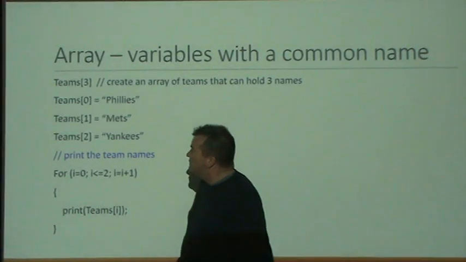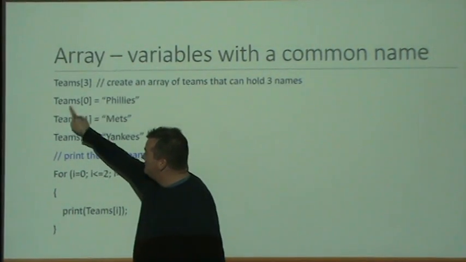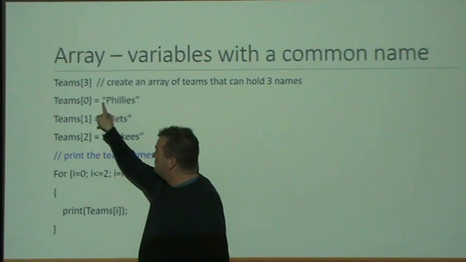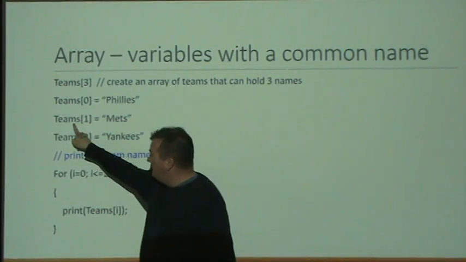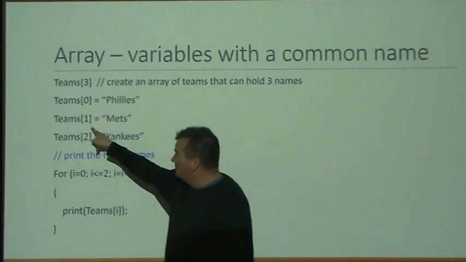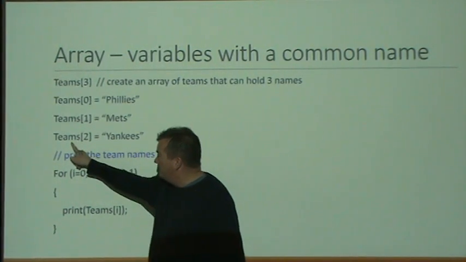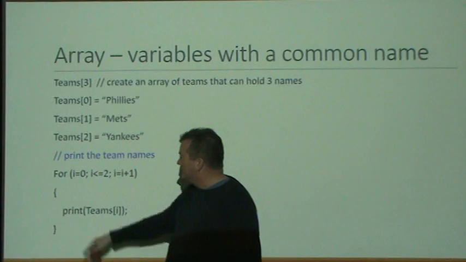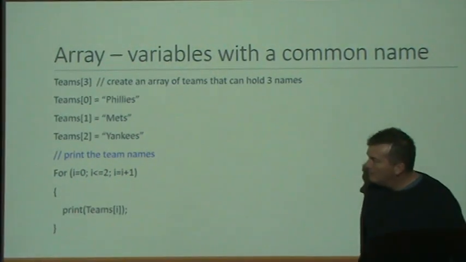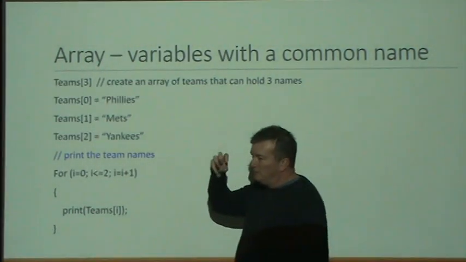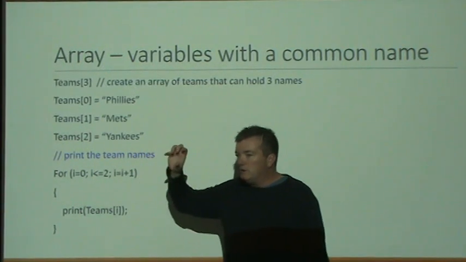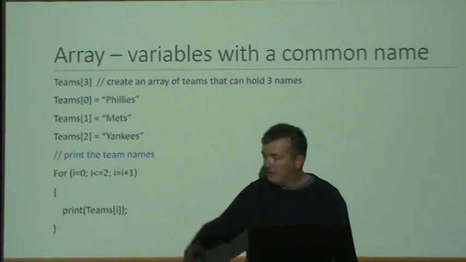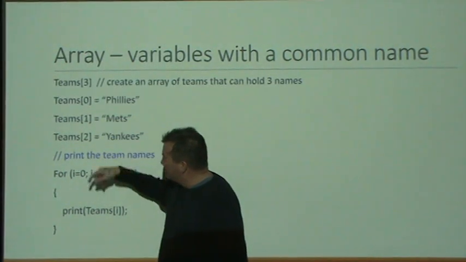Okay. So we could have teams 0 is the Phillies, and then a different variable, teams 1 is the Mets, and teams 2 is the Yankees. So now we didn't use three separate names like before. We use the same name, but we differentiate them with this index.